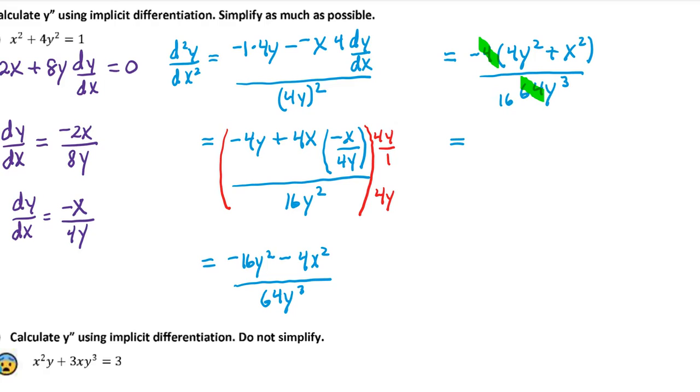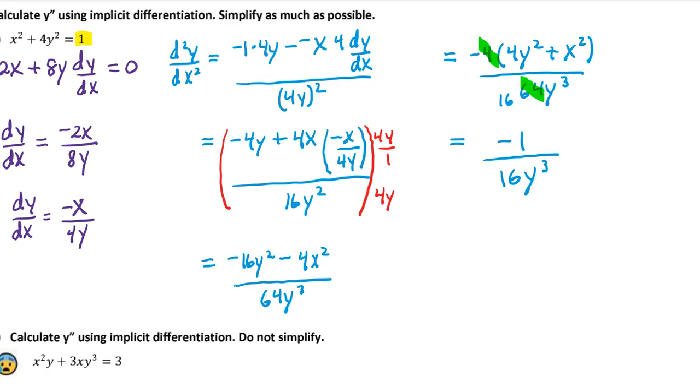And then I can substitute inside the parentheses 4y squared plus x squared was equal to 1, back from the very beginning, was equal to 1. So I've got negative 1 in the numerator and 16y cubed in the denominator. Okay?